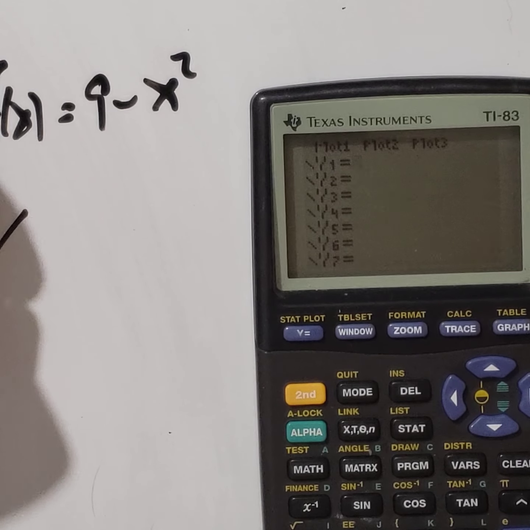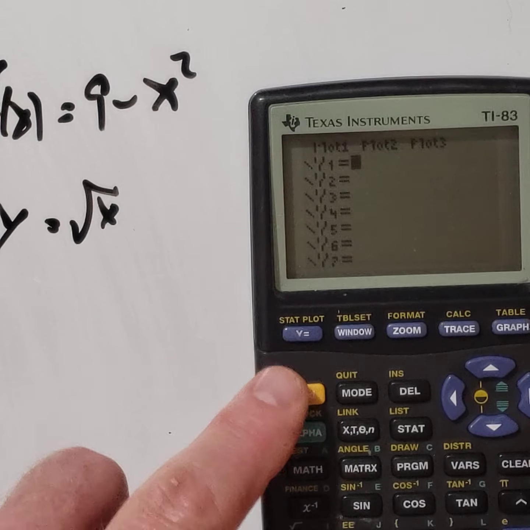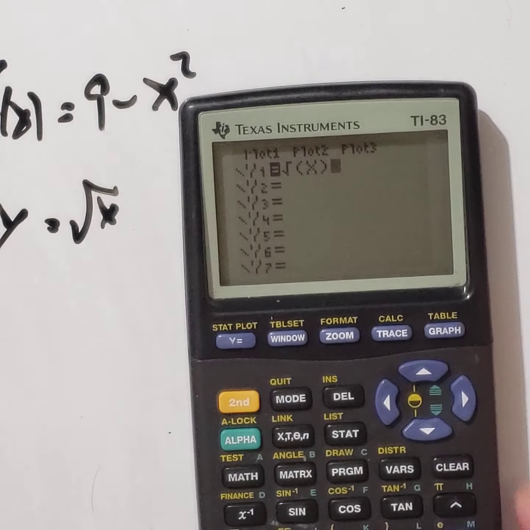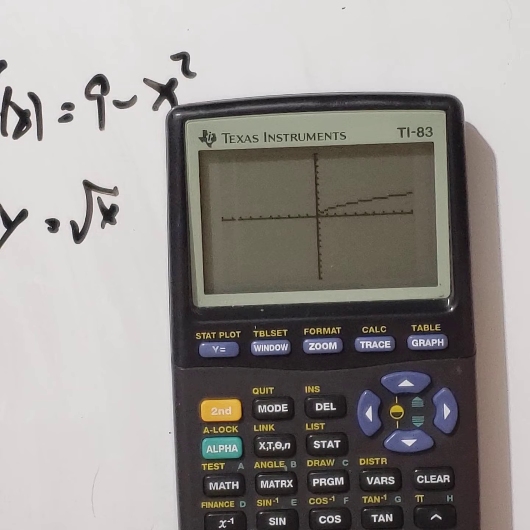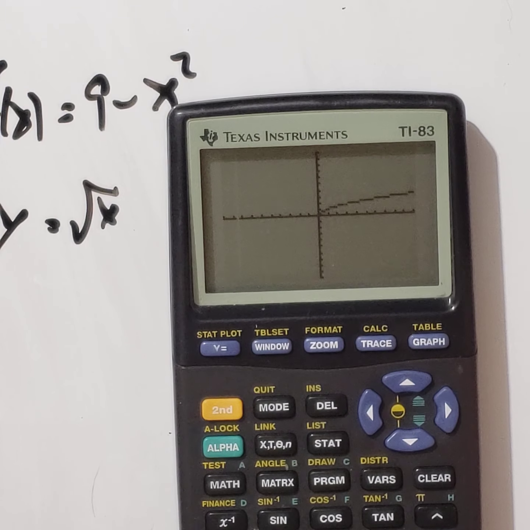Next one was y equals square root of x. If we put square root of x into the calculator and graph, it's kind of half of a sideways parabola. It is going to pass the horizontal line test, so it's going to be a one-to-one function.